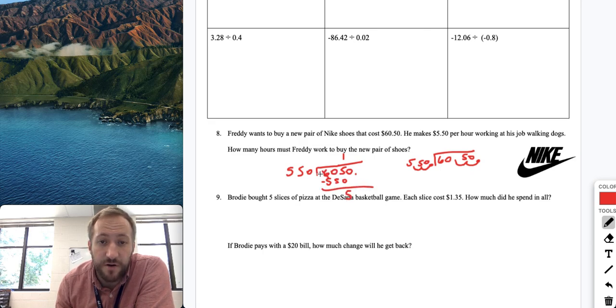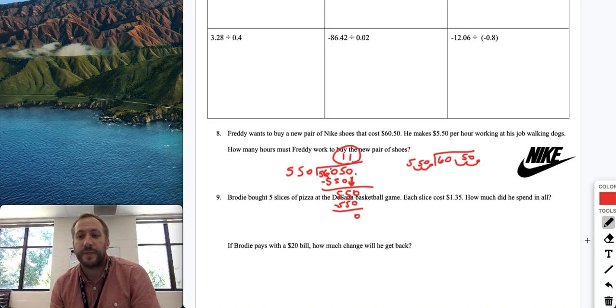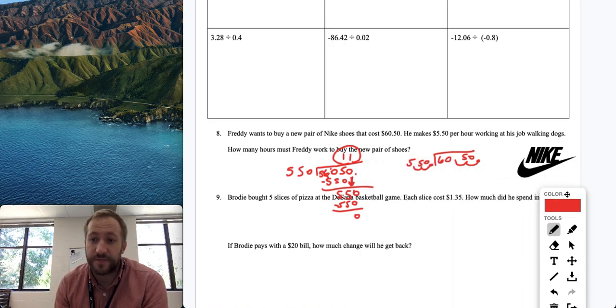Can't do that, so I borrow. 10 minus 5 becomes 5. This is 0. I bring down the 0. Oh, look. Oops, that's an arrow. 550 into, this is hard to read, but it says 550. 550 into 550 goes once. Multiply. I subtract. I'm left with a 0, nothing left to bring down. He's got to work 11 hours to make $60.50. 11 hours. I'm going to give a little bit of that an erase so I can see the next problem.